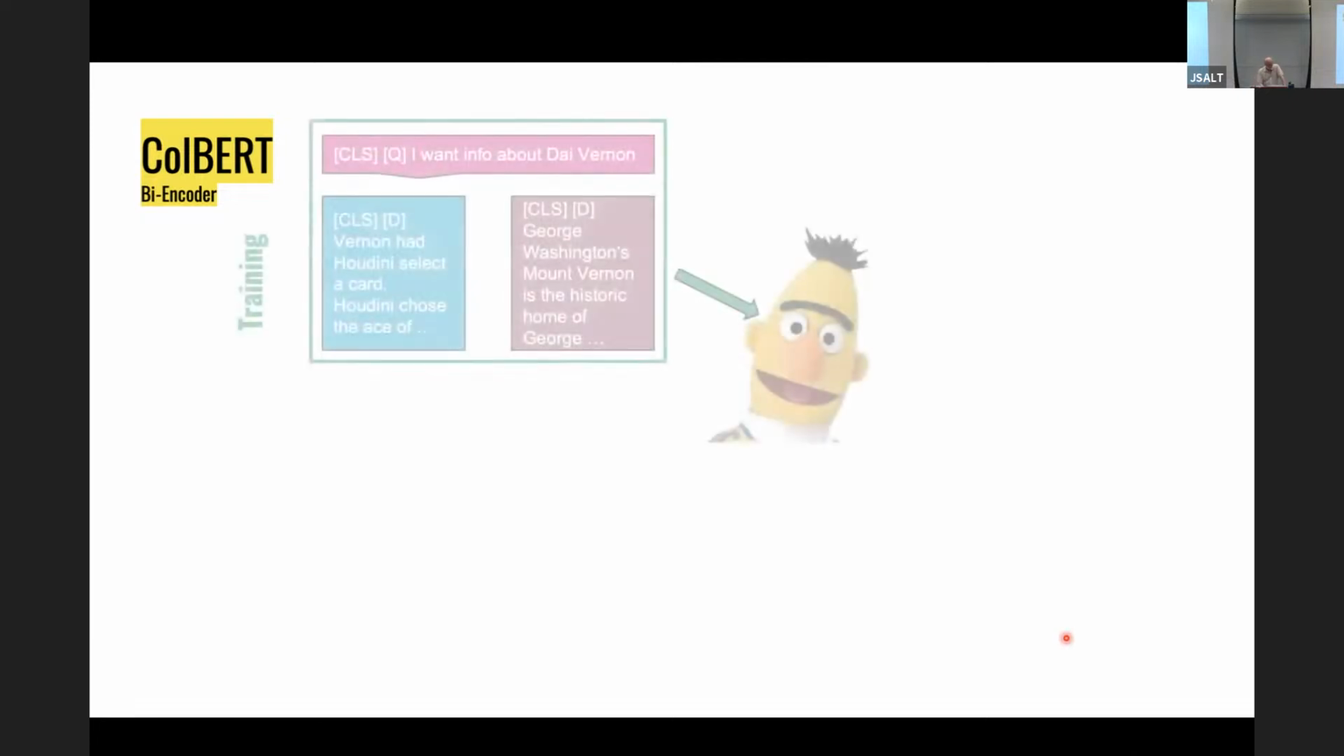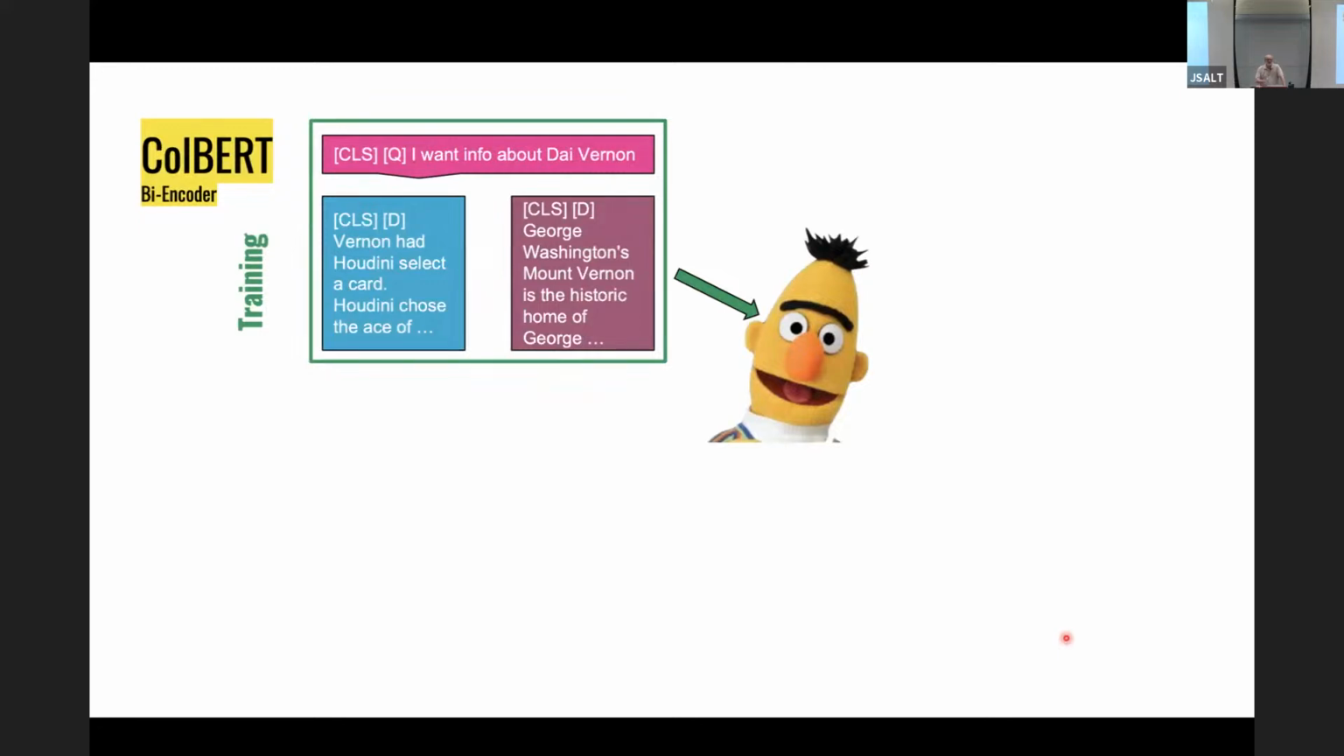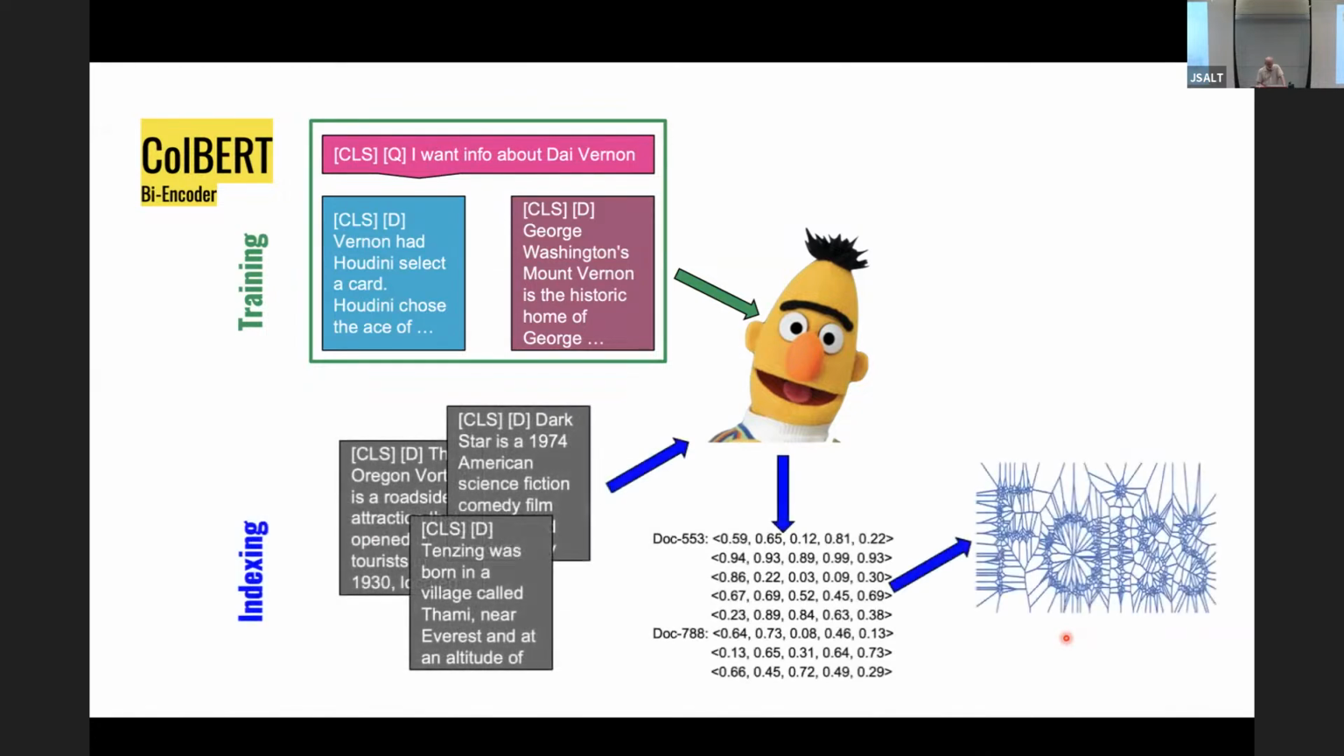The other bioencoder we'll look at is Colbert or Colbert. Nobody knows which is the correct pronunciation. Colbert is a one vector per token approach. So you're going to take your document and your query, break them down into tokens, and each one of those tokens is going to get a vector. At training time, you're going to take your MS Marco and use it to train your model so that at indexing time, you can convert a document or a query to a set of vectors.